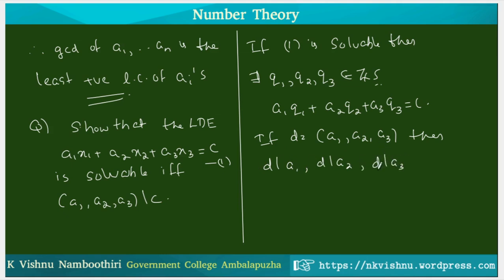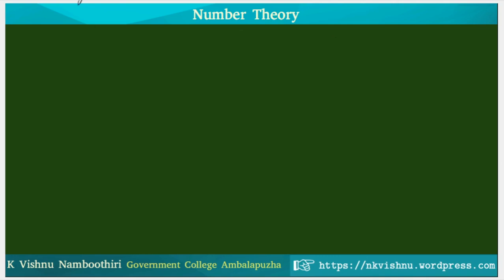Therefore D divides any linear combination of a1, a2, a3, and therefore D divides a1 q1 plus a2 q2 plus a3 q3, and that is equal to c. Therefore D divides c. So this is now clear. So the GCD definitely divides c if it's solvable. Now we have to prove the converse. That is, if the GCD divides c, then the linear Diophantine equation is solvable.